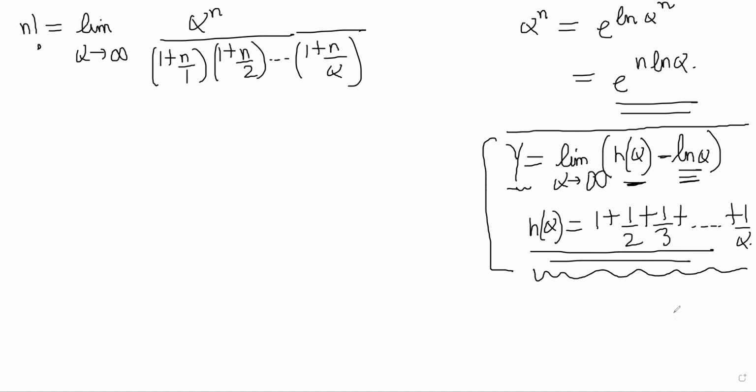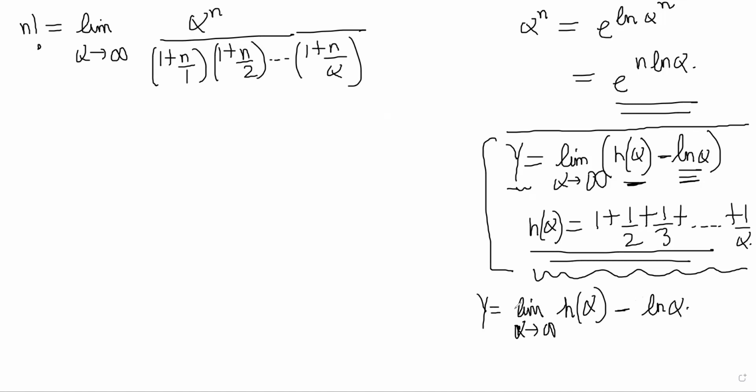It is great. It's a very good exposition. So now what I will do here is, actually not ln gamma, I will not write ln gamma, I will say this limit, right? Gamma is equal to the limit of alpha tends to infinity of h of alpha minus ln alpha, right?